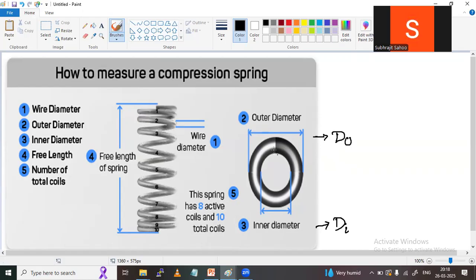Apart from these two diameters, one more diameter will come, the mean diameter, right? Mean diameter means exactly at the middle, like this. Mean diameter will come like this, and it is denoted by the symbol, as per your data handbook or any textbook, D.